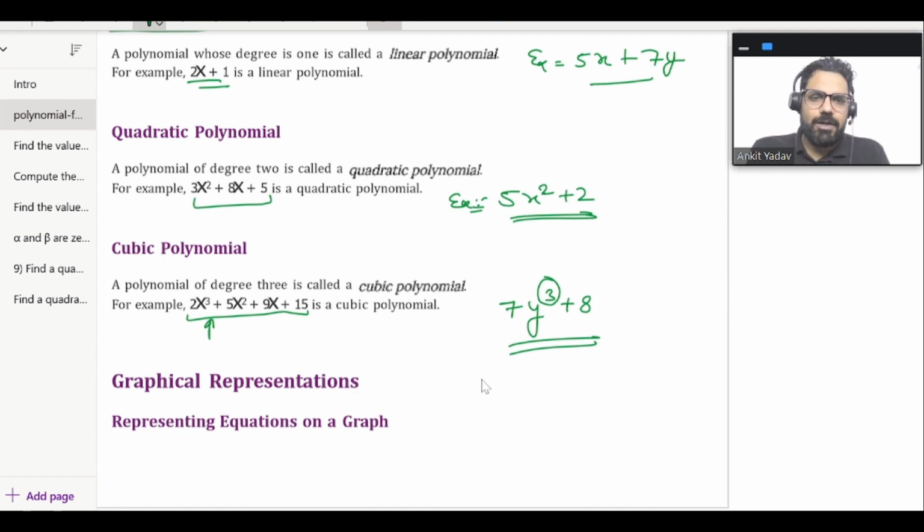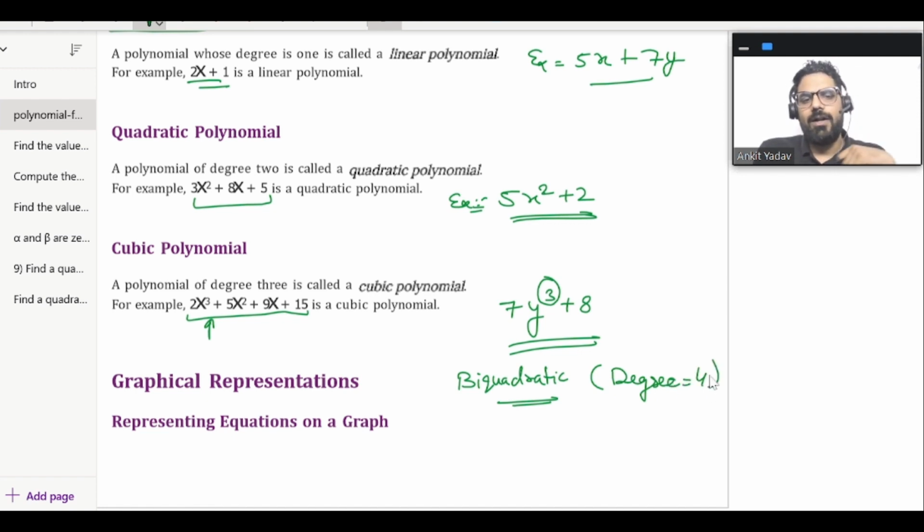So after cubic polynomial, there is one more type, like biquadratic. Biquadratic means in which the degree is 4. Again, it is not there in your syllabus, but still, the polynomial in which the maximum power is 4 is known as a biquadratic polynomial. Fine. So we have classified the polynomials on two bases, right? On the basis of the number of terms, and on the basis of degree. Correct? Fine.